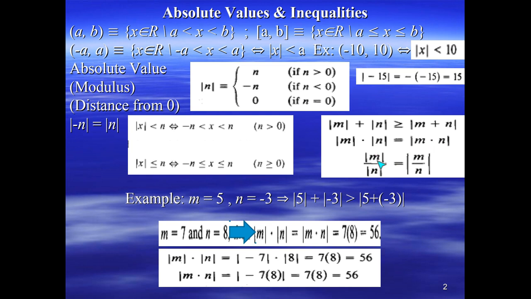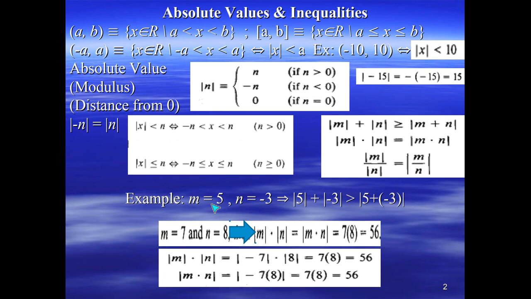Similarly, the absolute value of m over the absolute value of n, which means divided by the absolute value of n, would be equal to the absolute value of m over n. And these are formulae which we can use for simplifying some operations.